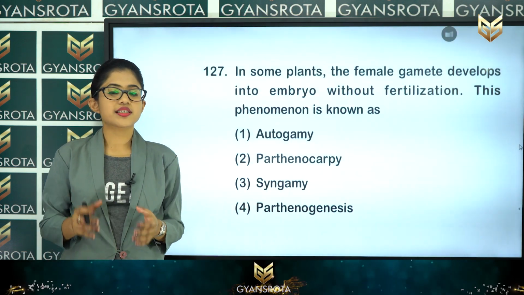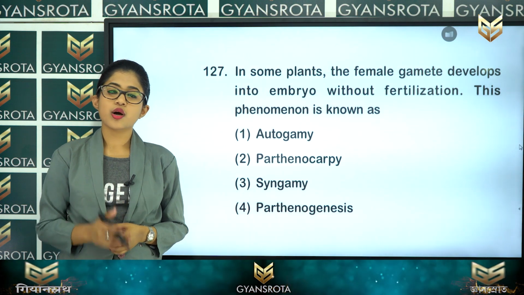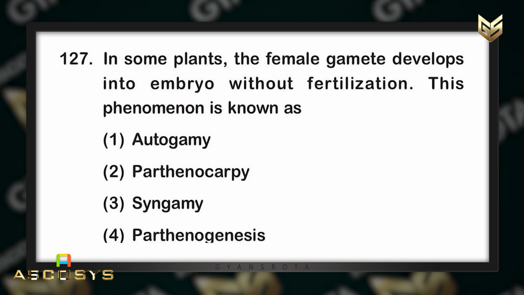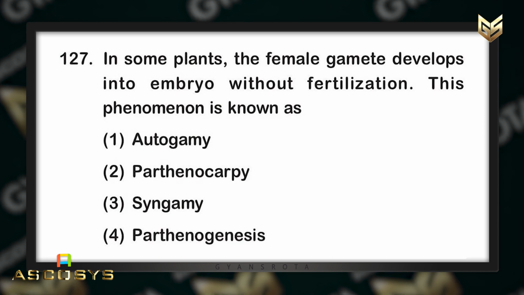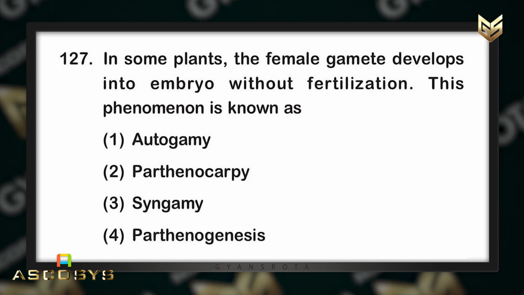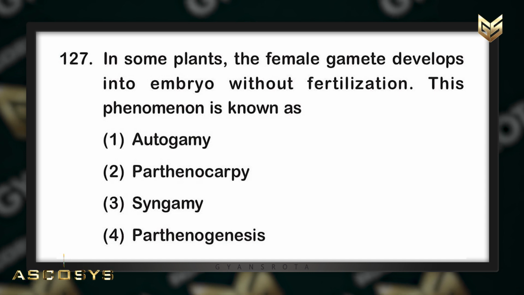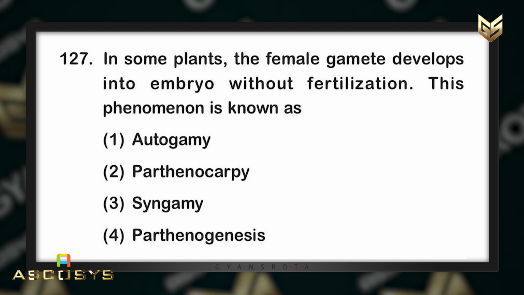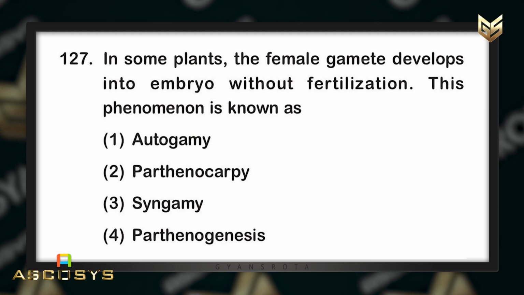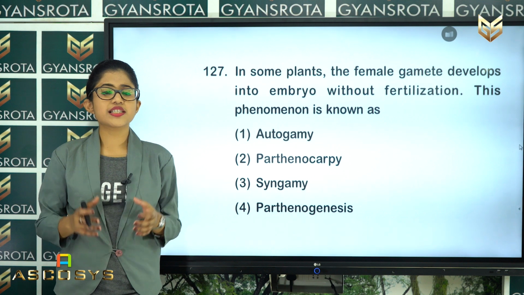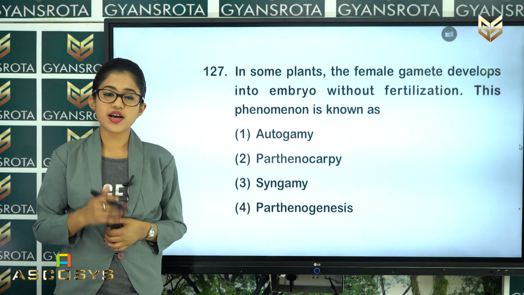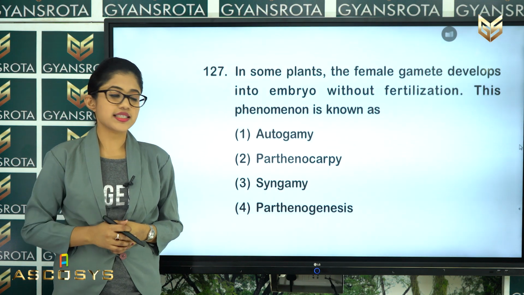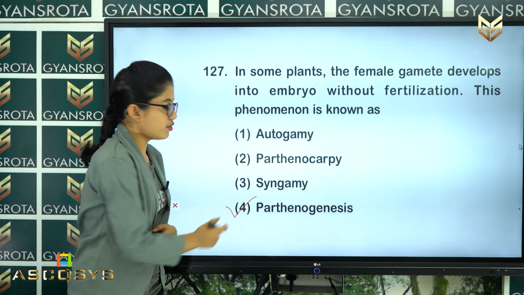right? So, this is question number 127. What you can see here? In some plants, the female gamete develops its embryo without fertilization, and this phenomenon is known as: first option autogamy, then parthenocarpy, third one is syngamy, and the fourth one is parthenogenesis. So, it is a very easy question, right? Can you answer it by yourself? Which among them is the correct option? That is option number 4, parthenogenesis.